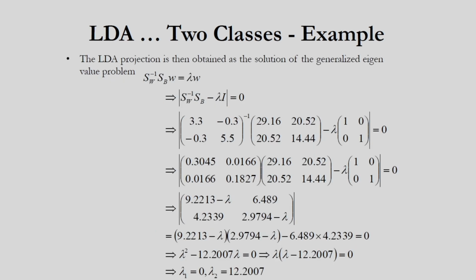After this, the problem is the eigenvalue problem that you have to solve. The eigenvalue problem is this, where lambda is the eigenvalue. You can solve this eigenvalue problem like this, and I will be getting two eigenvalues, lambda 1 and lambda 2. Lambda 1 is 0 and lambda 2 is 12.2007. This is nothing but the solution of the generalized eigenvalue problem.